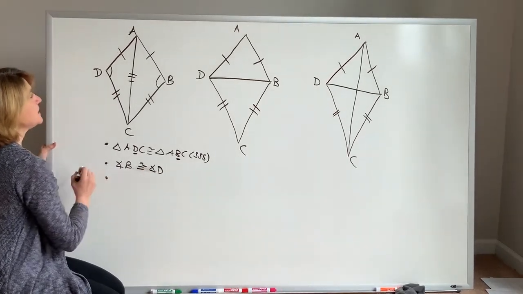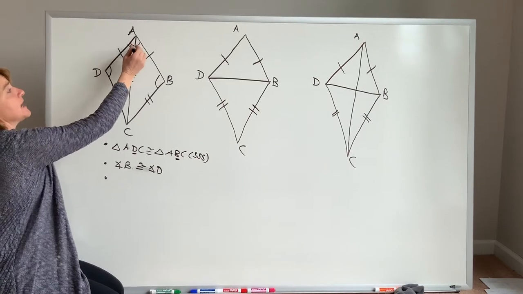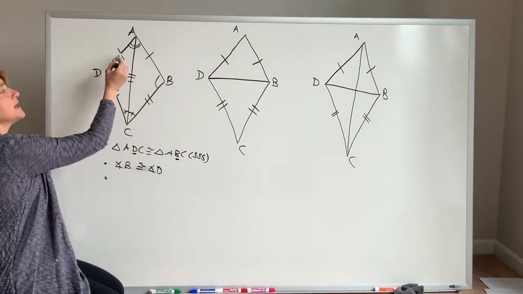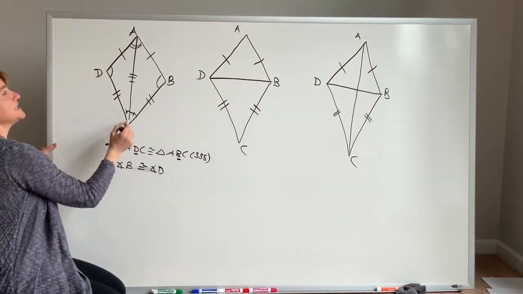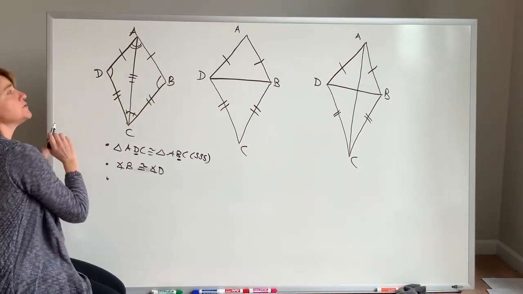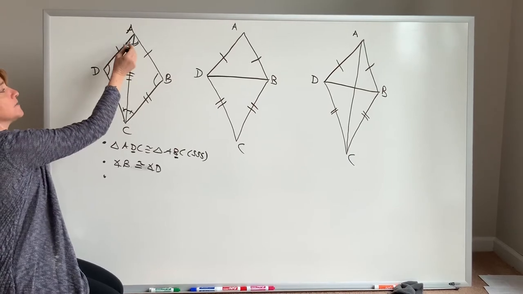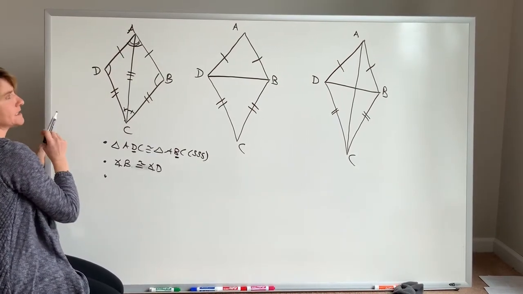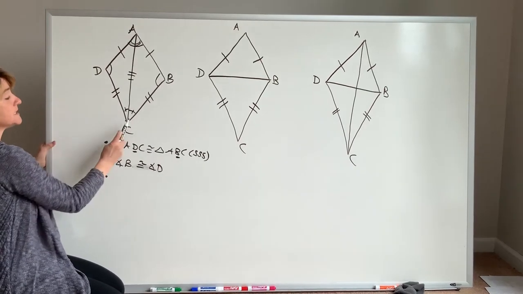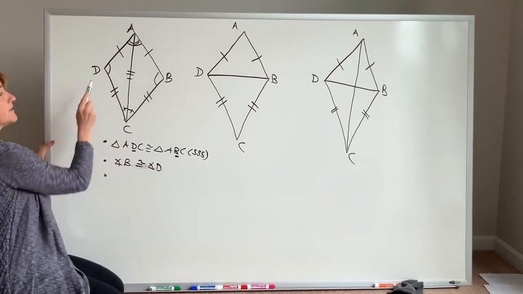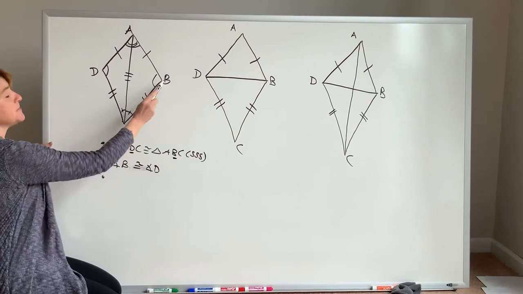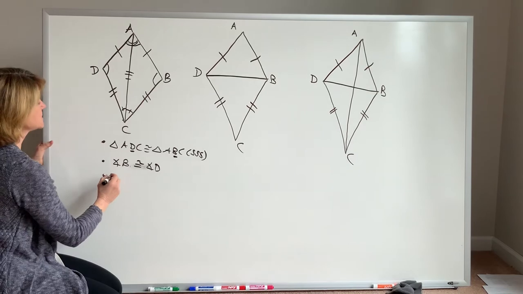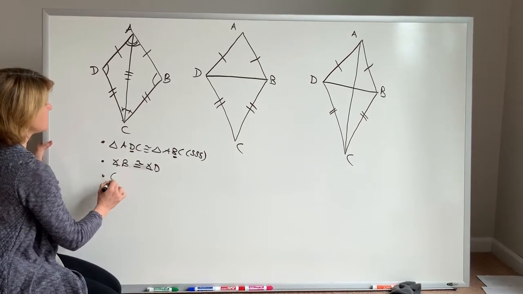The other thing that I know is that these angles would also have to be congruent by CPCTC. And because angle DAC and CAB are congruent to each other, I could say that angle DAB, which is the angle of the kite, is being bisected, cut exactly into two congruent pieces. And the same thing's happening down here. Angle DCB of the kite is being bisected into a pair of congruent angles.